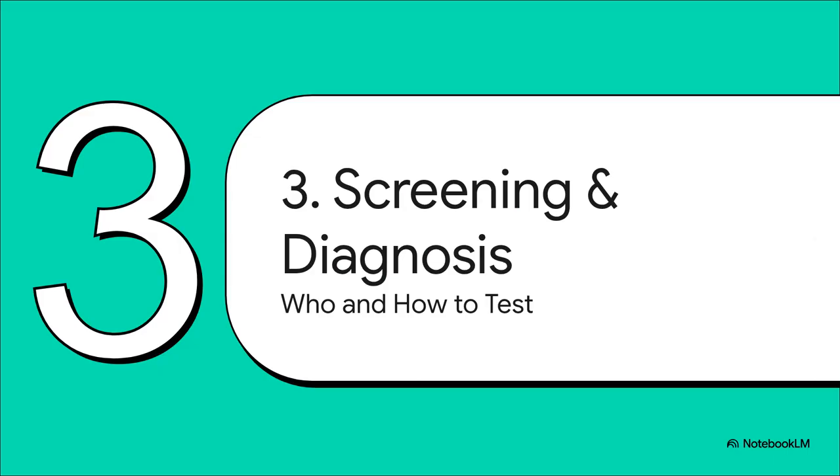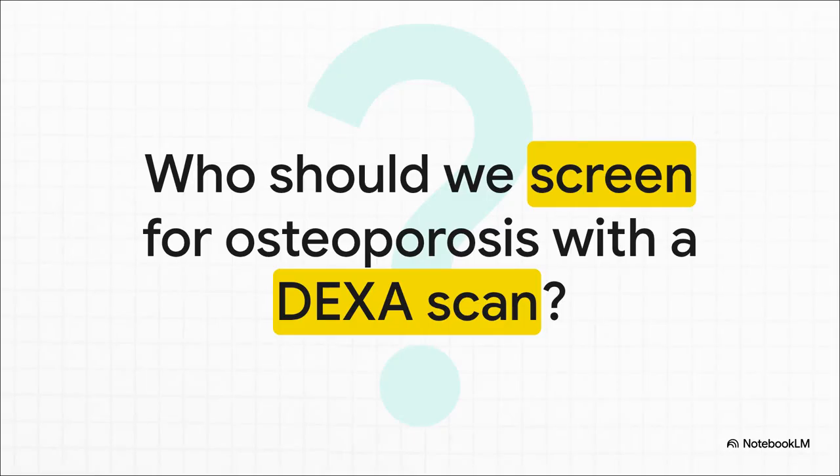So we know what it is, we know why it happens. The next big question is, how do we find these patients before they break a bone? Let's talk about screening. This is a question you're going to face all the time in primary care clinic. Obviously, we can't screen everyone, so who are the high-risk people that the guidelines tell us to focus on?